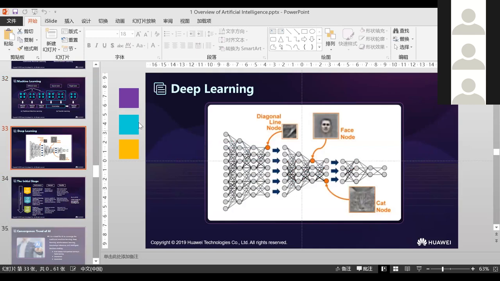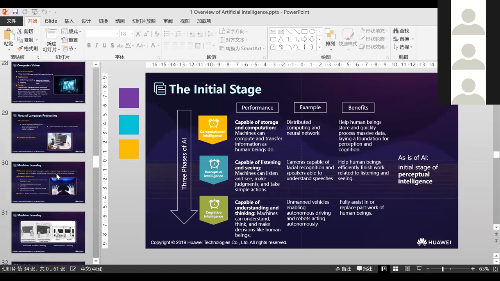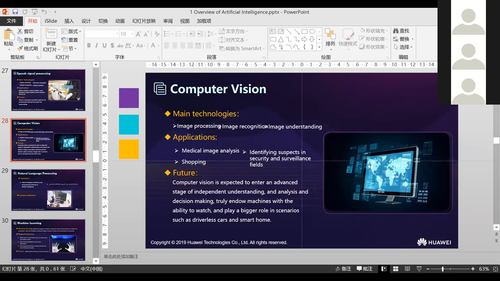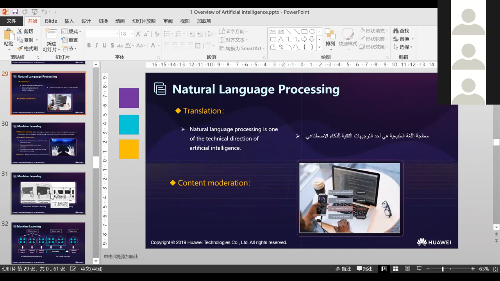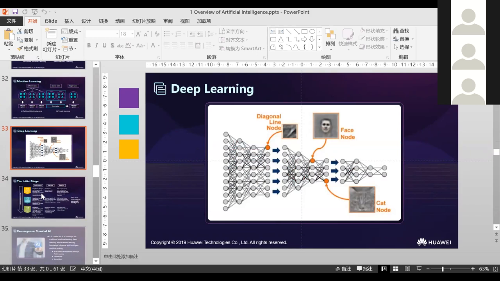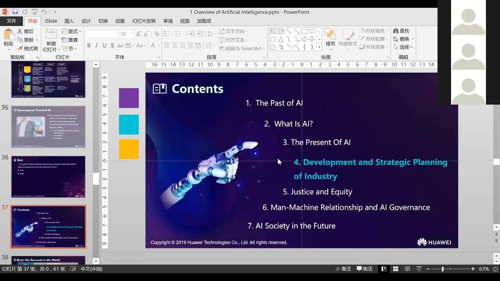Another thing is deep learning, and we will talk about deep learning in detail on Wednesday. Here is an example of deep learning neural networks, a neural network for image classification. We talked about technology directions: image processing, computer vision, and natural language processing, these three fields of AI applications. Then we talked about machine learning, the types of machine learning, transfer learning, and deep learning. That's all for this chapter.